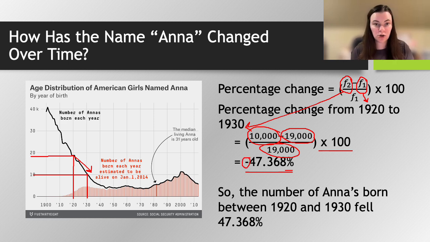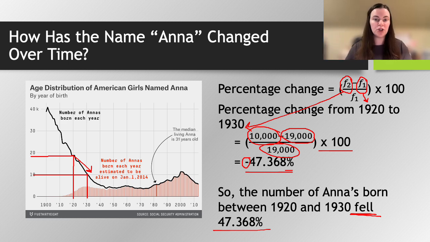So it has decreased over time, or a value of negative 47.368%. In other words, to express this and understand it within the context of this problem, the number of Annas born between 1920 and 1930 fell approximately 47.368%. This word here, fell, indicates to our reader that it actually decreased.